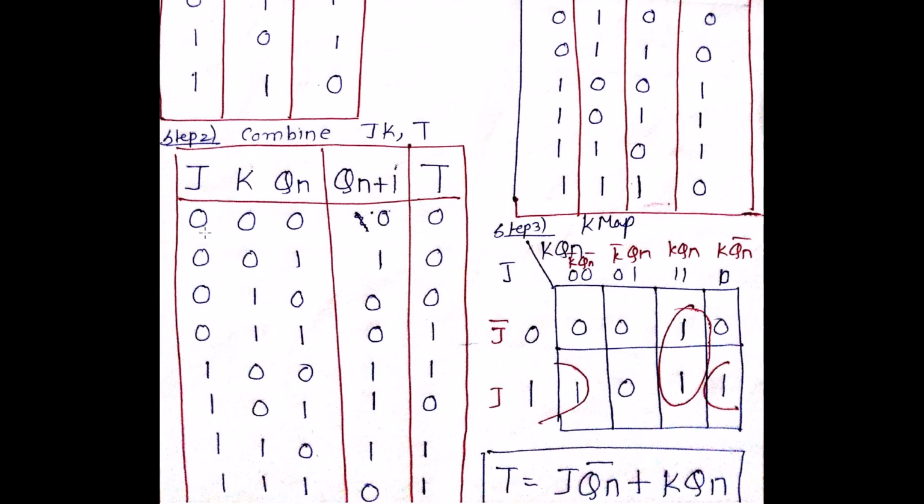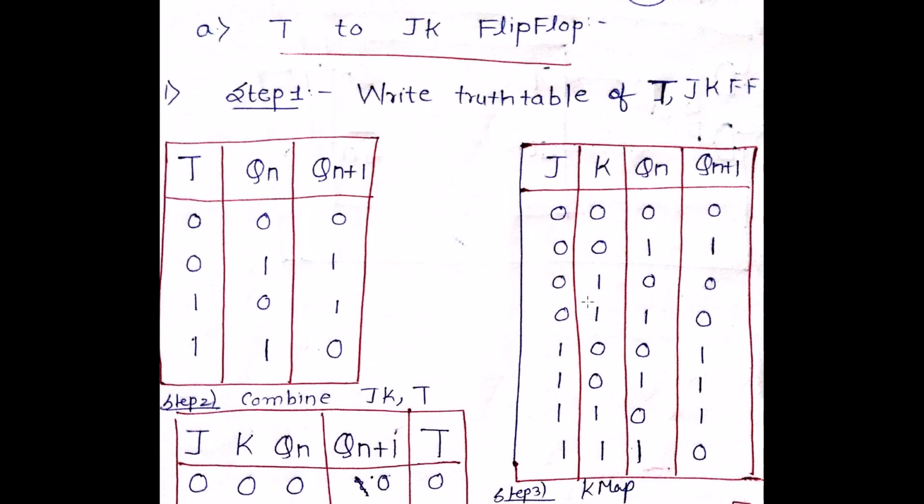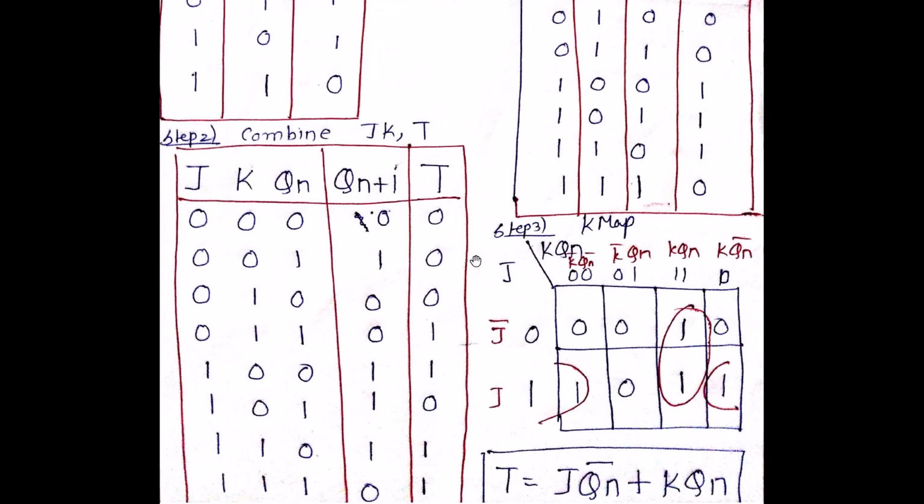So I told you this JK, Qn, Qn plus 1 truth table, you will get it from this one. It remains same as this. Now, if I have to find out the T value, if you see, the T value will remain 0 if my Qn and Qn plus 1 is same. That means no toggling has taken place. However, if my Qn and Qn plus 1 values are different, my T value will be equal to 1.